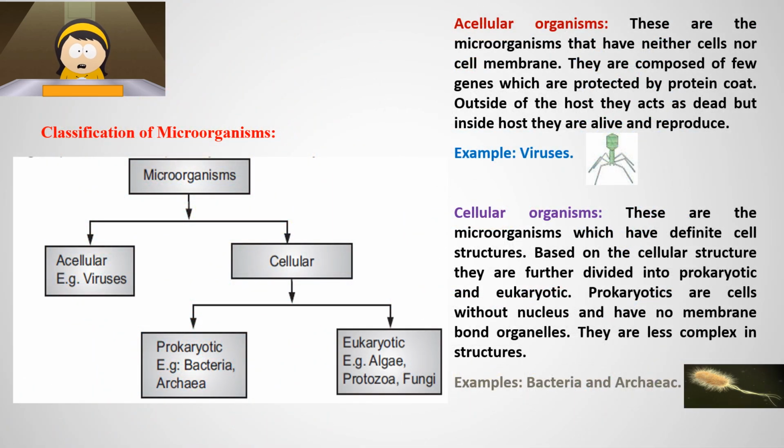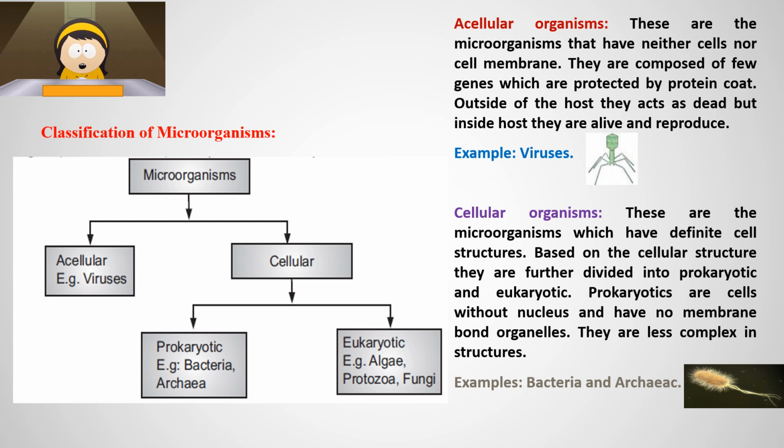Microorganisms are classified into acellular organisms and cellular organisms. Acellular organisms. These are the microorganisms that have neither cells nor cell membrane. They are composed of few genes which are protected by protein coat. Outside of the host they act as dead. But inside host they are alive and reproduce. Example: viruses.